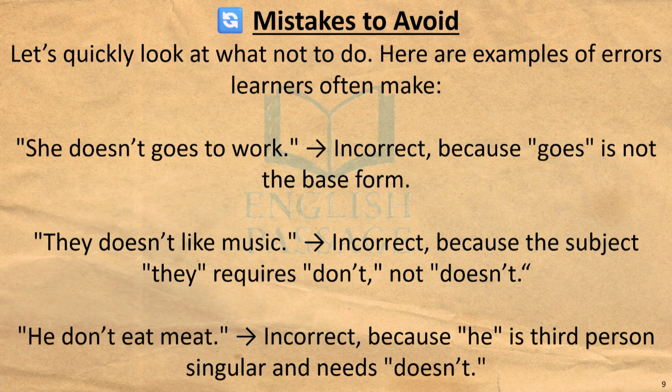Mistakes to avoid. Let's quickly look at what not to do. Here are examples of errors learners often make. She doesn't goes to work. Incorrect, because goes is not the base form. They doesn't like music. Incorrect, because the subject they requires don't, not doesn't. He don't eat meat. Incorrect, because he is third person singular and needs doesn't.